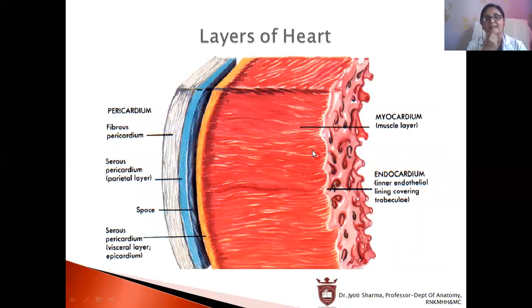Now we see the layers of heart. In this, the inner one is the endocardium, the outer to it is myocardium, and then the epicardium.